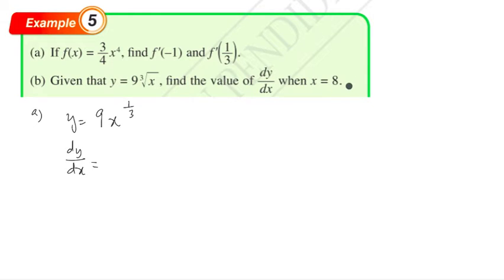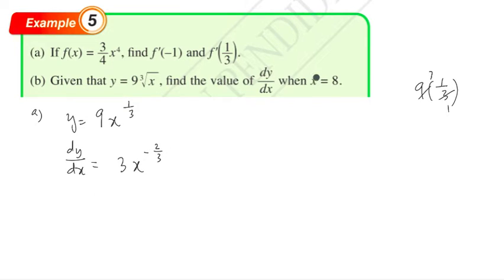So before we substitute x, we find the dy/dx first by using the multiply rule. So 9 multiply 1 over 3, you get 3. 1 over 3 times 9 is 3. x to the power 1 over 3 minus 1.